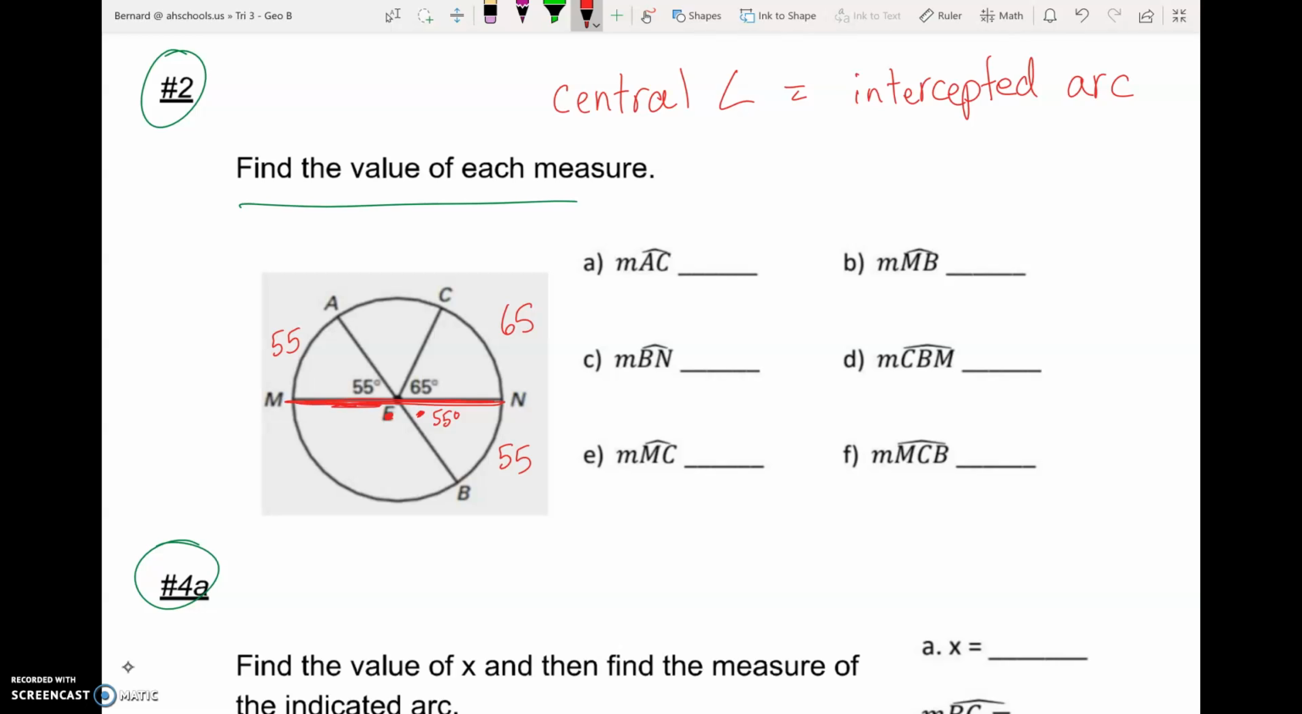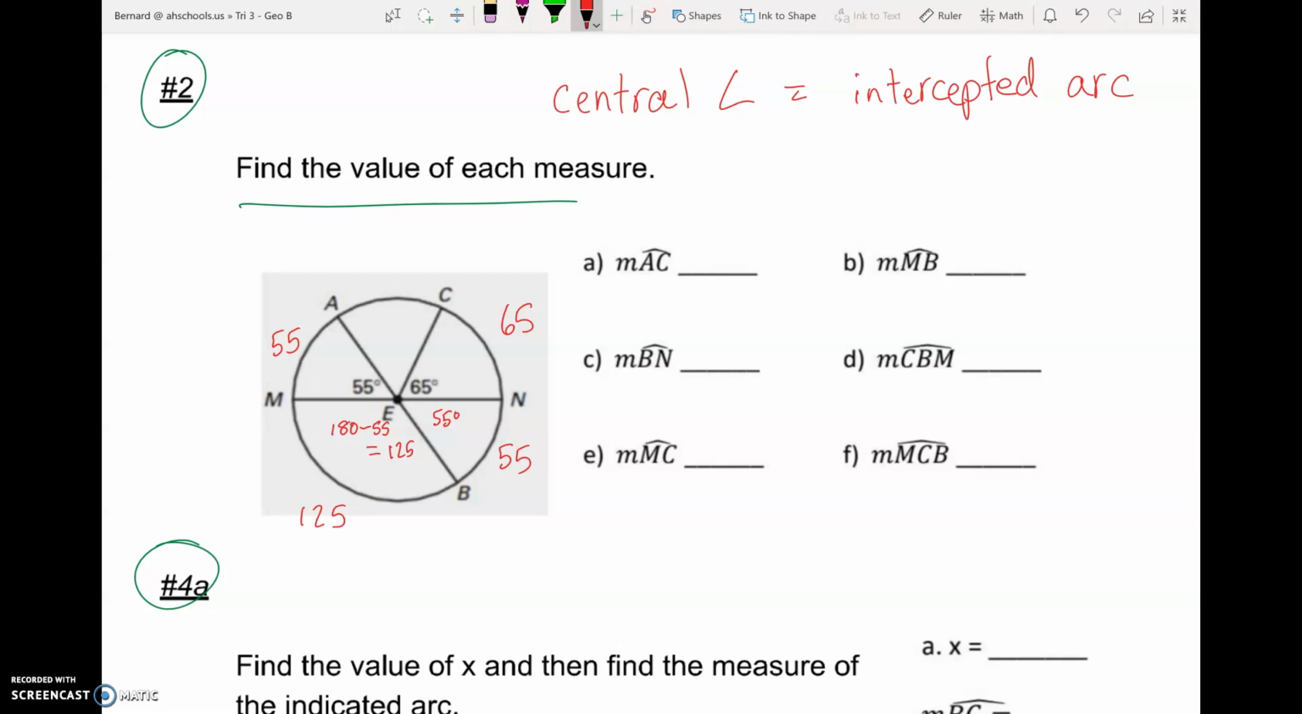Together they combine to form this straight line of MN. And so straight lines always equal 180, so linear pairs equal 180. So this angle over here is whatever 180 minus 55 is, which is going to equal 125. So the angle where E is located is a 125-degree angle, which makes arc MB 125 as well, because central angles and the arcs they create are equal to each other.